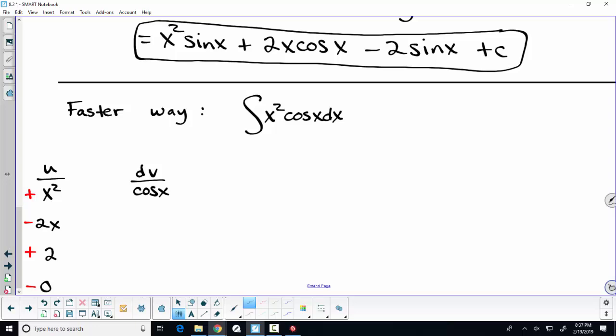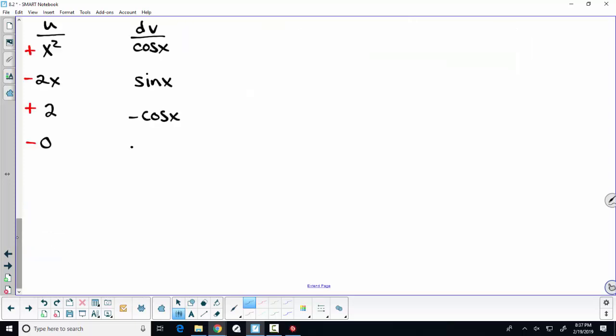dv was cosine, antiderivative is sine, antiderivative minus cosine, antiderivative again, sine. Okay, when I start with the first u and move diagonally, those two functions are now used up. That's the product. So it's x squared sine x.